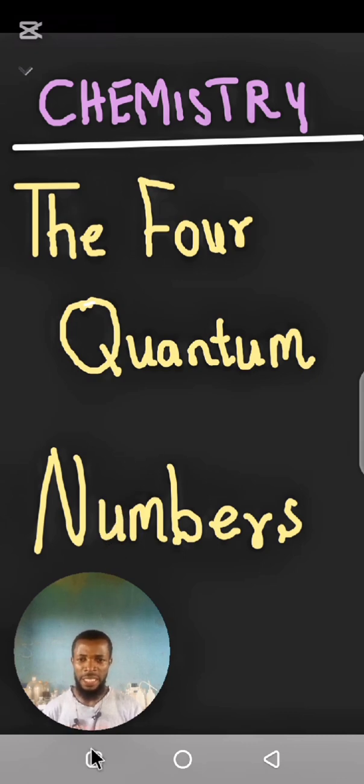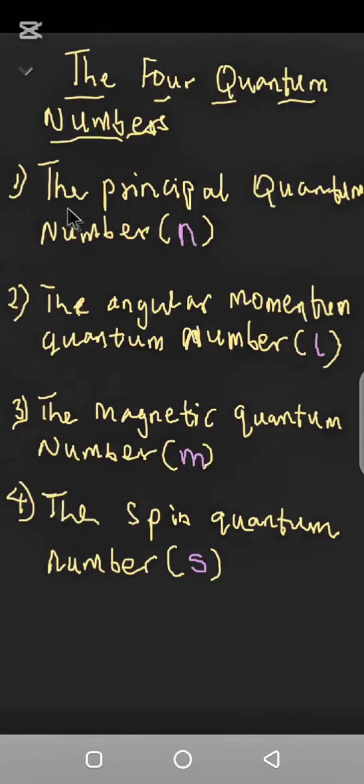So let's get started. Okay, the first quantum number is called the principal quantum number. It's represented with the symbol n. The second quantum number is called the angular momentum quantum number, or you can call it the subsidiary or the azimuthal quantum number. It is represented with the symbol L. The third quantum number is called the magnetic quantum number, represented with the symbol M. And the fourth one is called the spin quantum number, represented with the symbol S.